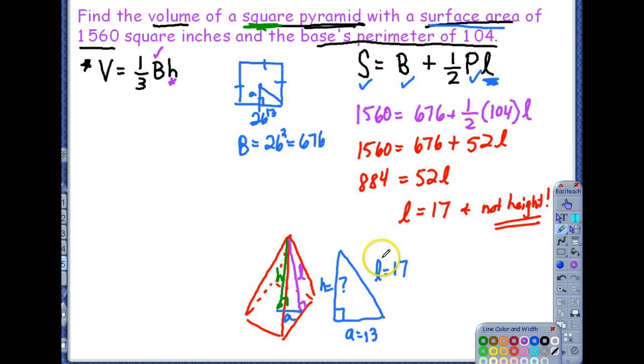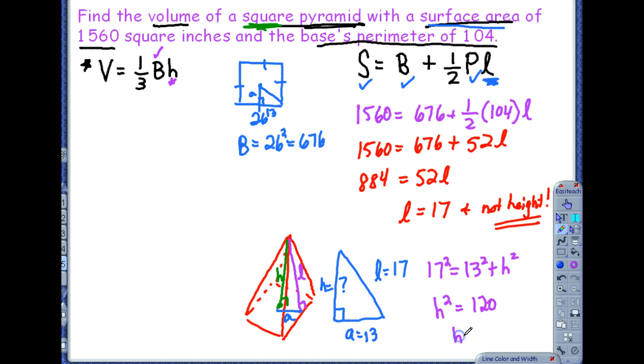Notice, and this is something I've noticed with surface area, when you're dealing with the slant height, it is your hypotenuse. So you're going to do 17 squared equals your 13 squared plus your height squared. If you simplify, you end up with height squared equals 120. So when I take the square root of 120, keep in mind you can leave it as just radical 120. Let's just do that.